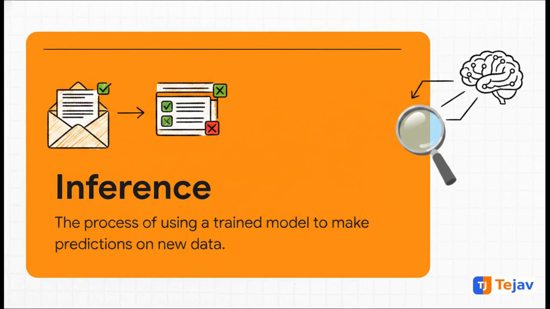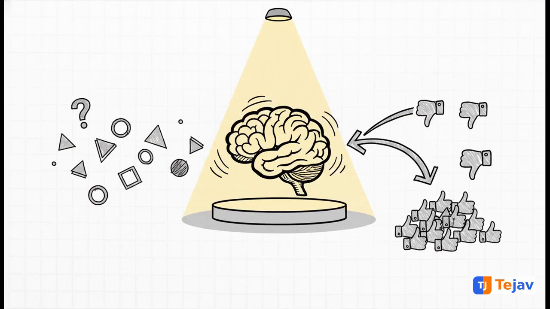That's inference. And here's the big difference from training. This happens in real time. It's happening right when you need it. Think of it as the live performance after weeks of rehearsal. When Netflix instantly pops up a new show recommendation the second you finish another one, yep, that's inference happening right before your eyes.